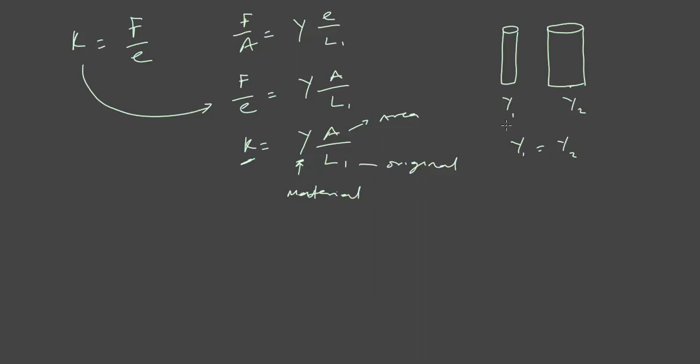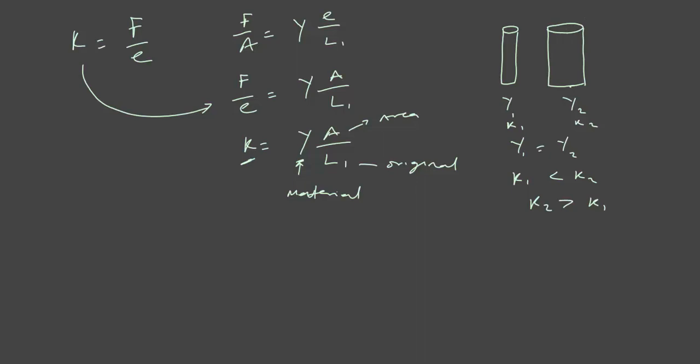Then let's take a look at the stiffness. Let's say this is K1 and this is K2. Will they have the same value? The answer is no. K1 will be less than K2. So which means K2 will be greater than K1. So why is that the case? The reason is, given that the length is the same, the greater the cross-sectional area, the greater the stiffness.